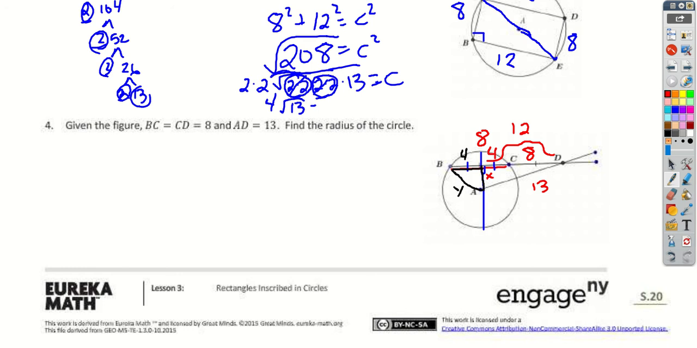Okay? So starting with the first triangle over here in red, I have sides of 12 and 13. Remember, 13 is the hypotenuse. So we're going to do 13 squared minus 12 squared is equal to x squared. All right, this is 169 minus 144. This is 25.